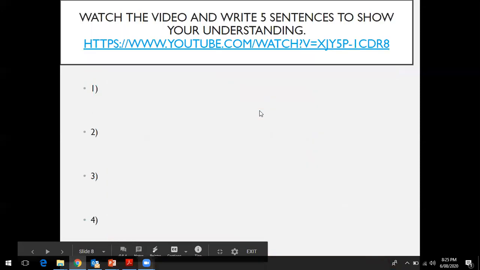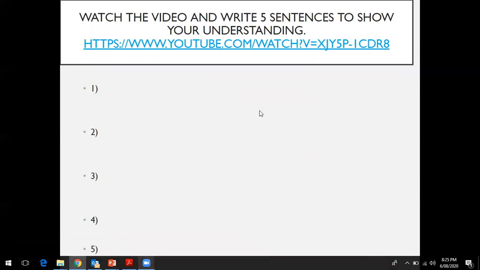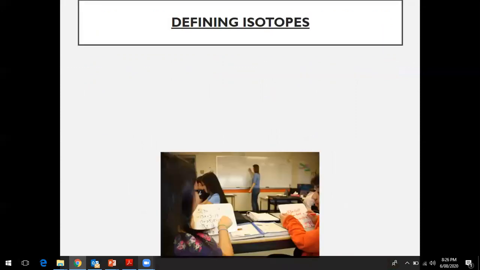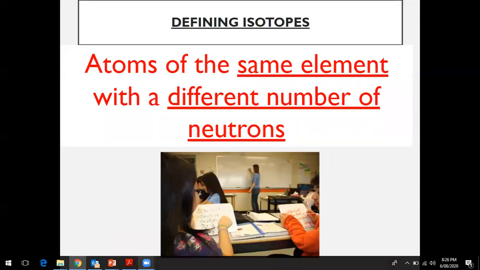Okay, so then watch the YouTube video and write 5 sentences to show your understanding, what you understand from the video, the important points from that video. And then defining isotopes. So what are isotopes? So isotopes are the atoms of the same element with a different number of neutrons.